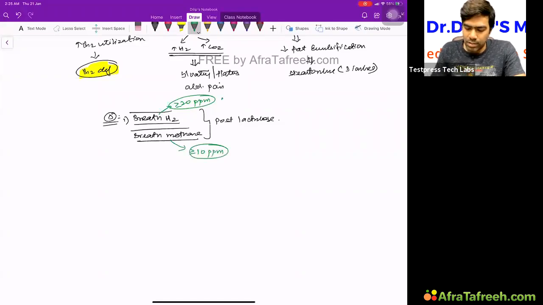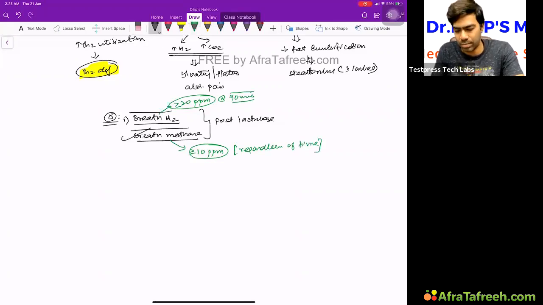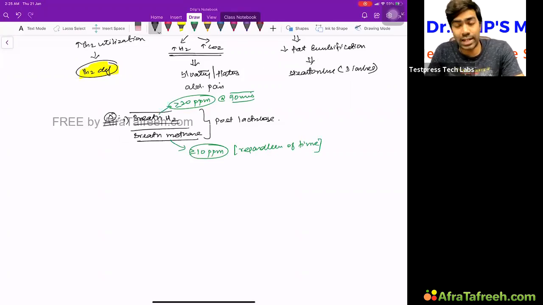So hydrogen is within 90 minutes, and methane is regardless of time. Whenever, regardless of time, if your breath methane is more than 10, that is suggestive of SIBO. This is considered to be more specific, because breath hydrogen can be increased even in patients who have lactose intolerance or lactase deficiency or disaccharide deficiency. But methane is more specific for patients with SIBO. So more breath hydrogen, that is more than 20 parts per million within 90 minutes after giving the substrate, or more breath methane regardless of the time, if it is more than 10 parts per million, that is suggestive of SIBO.